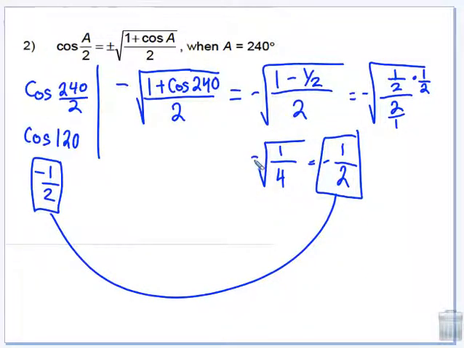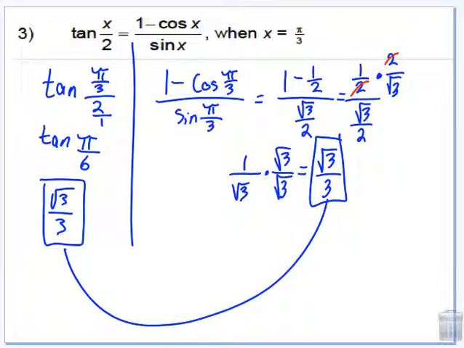We still have the negative outside that square root symbol. Well, the square root of 1 is 1, and the square root of 4 is 2, and then put the negative there. And compare your answers. They are the same. All right. Let's look at number 3.